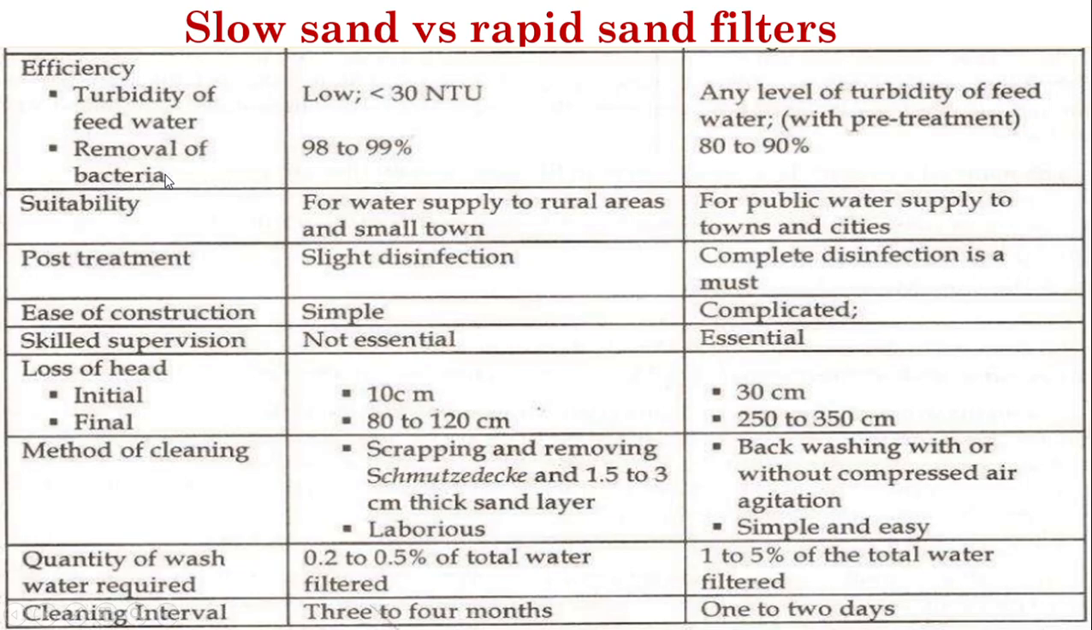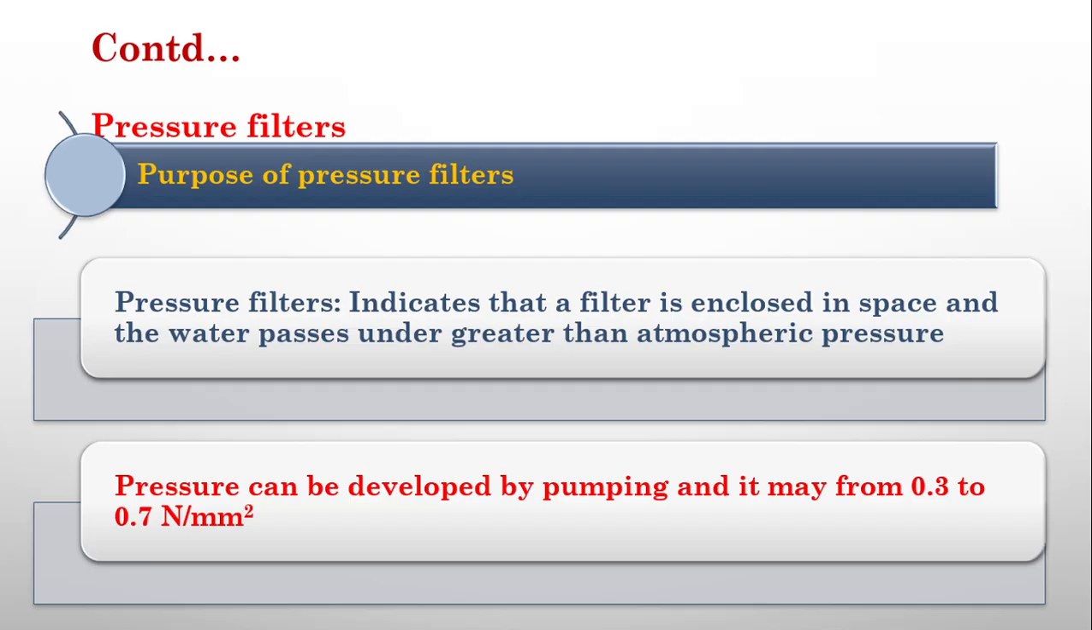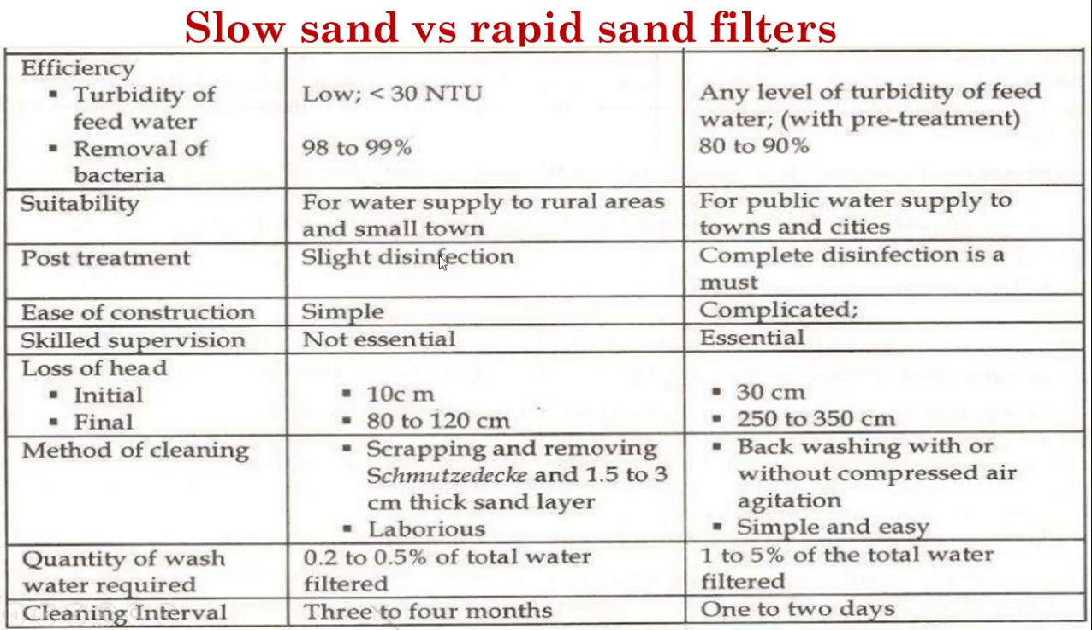Suitability: for public water supply, we can use only the rapid sand. Post treatment: in case of rapid sand, it cannot remove much bacteria, so we have to go for disinfection here. In case of slow sand, it is not necessary much. Ease of construction: slow sand is simple for construction. Skilled supervision is needed for rapid sand. Loss of head is higher in rapid sand.